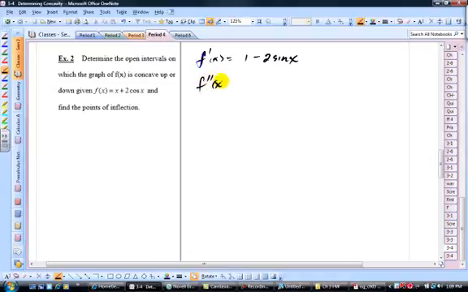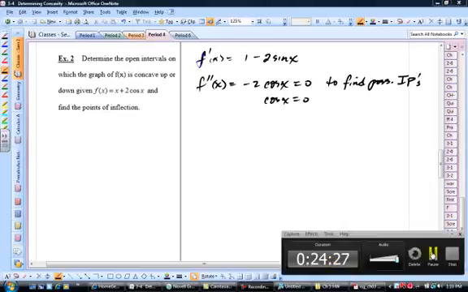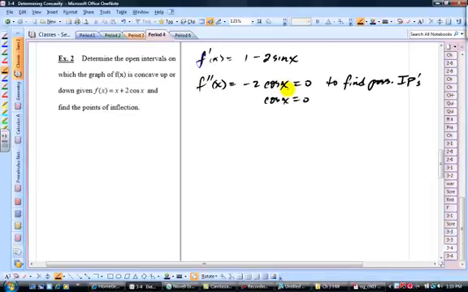Now I need a second derivative to find the possible inflection points, so let's differentiate again, and you get negative 2 cosine x here. The derivative of sine is just cosine. Derivative of 1 is 0. We're going to set this equal to 0 to find possible inflection points, which means that after dividing by 2, we have to solve when cosine x equals 0. And when is cosine x equal to 0? It's equal to 0 at the top of the unit circle at pi halves and at 3 pi halves.